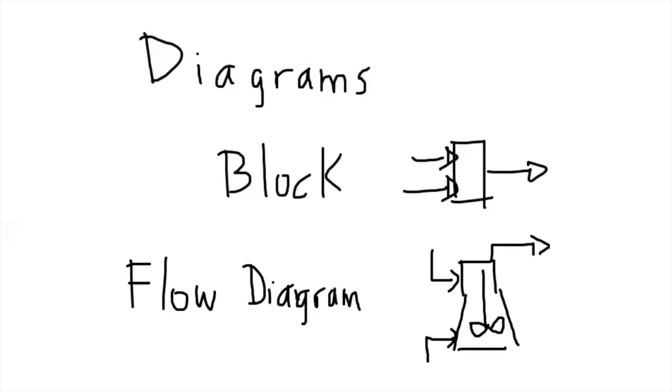This diagram is more sophisticated than the block diagram. Usually when attacking a problem very fast, you use the block diagram, but if you want to be more formal with your chemical engineering processes, then you use the flow diagram.